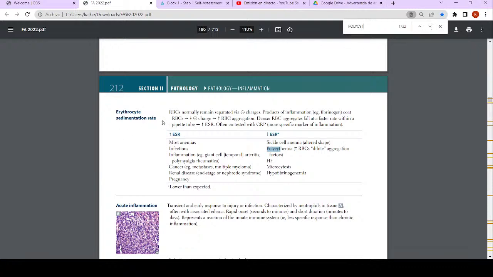Also here in this case is the erythrocyte sedimentation rate. You should know that in sickle cell anemia or in polycythemia vera, or heart failure, microcytosis, you will have less. But in most anemias, infections, inflammations, cancer, renal disease, you will have a higher erythrocyte sedimentation rate. Also in here, this is important for giant cell arteritis.